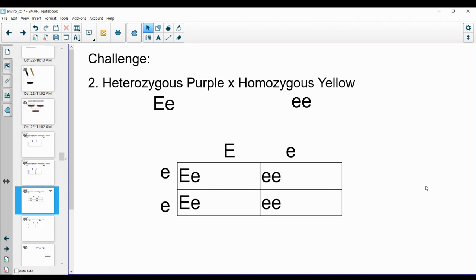All right, so now that our Punnett square is complete, in this scenario here, there is a 50% chance that heterozygous purple corn would be produced, and there's also a 50% chance that homozygous yellow corn would be produced.